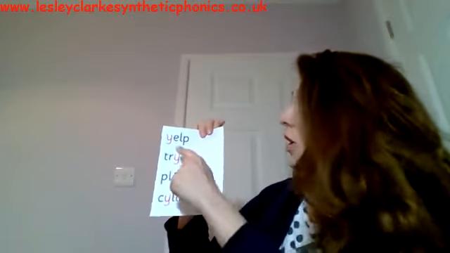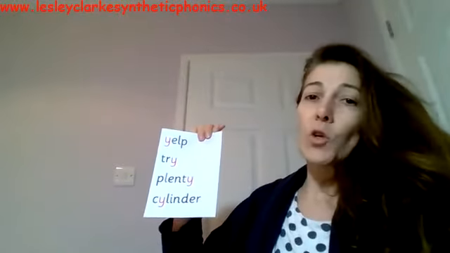Today I'm going to be talking about how we can help children to know which sound to use for the letter Y when they see it in an unknown word. The letter Y can actually make 4 different sounds. I would say to children, if you see the letter Y at the beginning of a word, the best sound to use is Y. So we'd sound this one as Y, yelp.